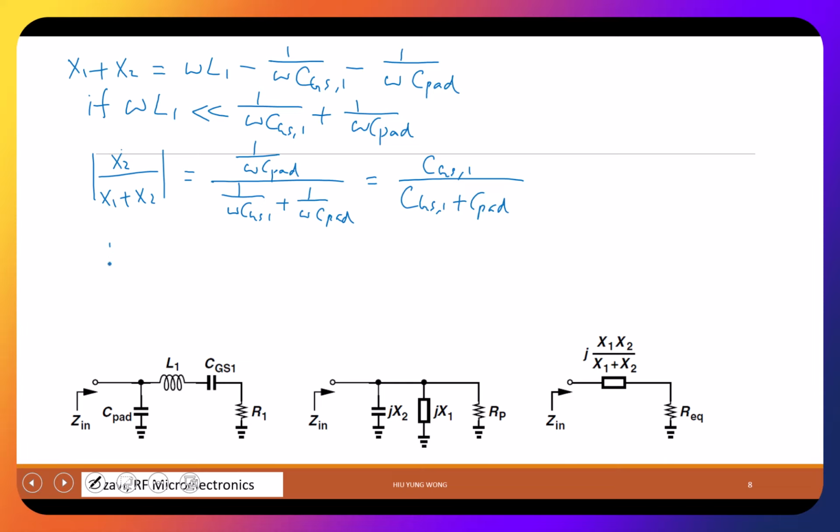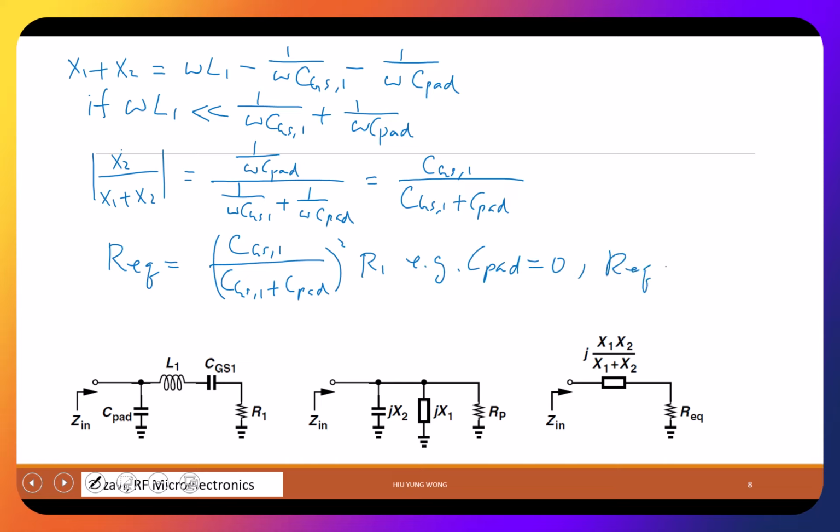Okay? So it means that R equivalent equals CGS1 divided by CGS1 plus CPAT, squared, times R1. Which makes sense, for example. As an engineer, always try to check the extreme case. For example, if CPAT equals 0, it means I don't have parasitic capacitor. Then R equivalent equals R1, which makes sense, right? We did all this because we have CPAT. If we didn't have CPAT, that is exactly what we had at the beginning, two slides ago. So if you can reduce the CPAT, then your R equivalent will be larger.